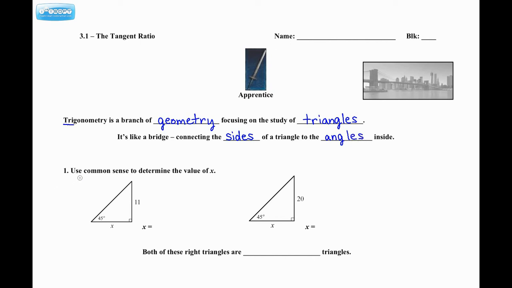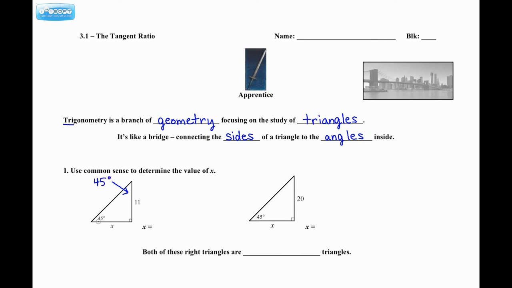Number one says use common sense to determine the value of x, x being this length here. Well, we have a triangle. It is a right triangle because this is 90 degrees. This angle is given as 45 degrees, and it has a height of 11. I would expect you to know already that all three angles, no matter what type of triangle you have, have to add up to 180. So 180 minus 90 minus 45 would give us this angle left over. And that works out to also be 45 degrees.